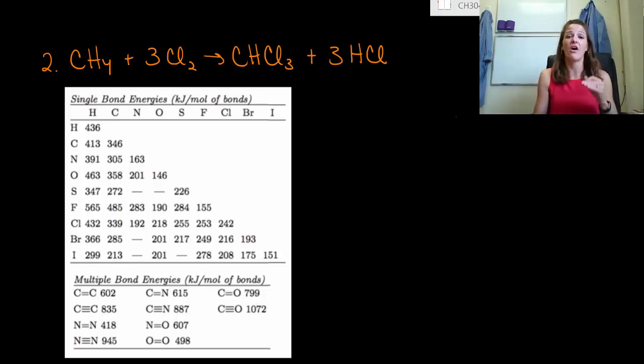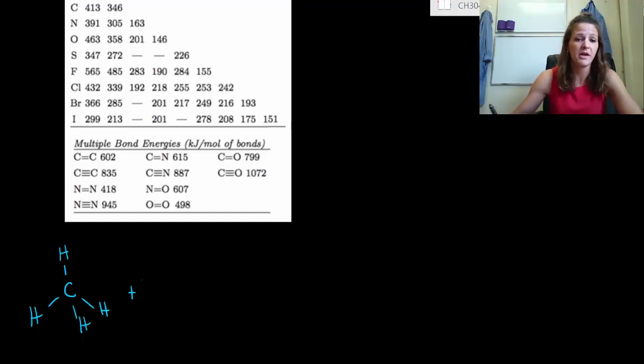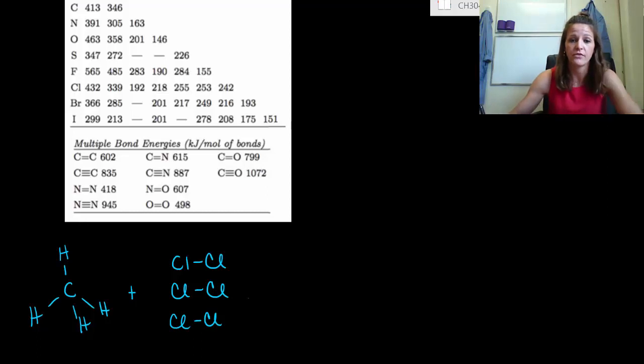All right, hopefully you were able to get this one. This was definitely a longer problem. You had to take some time and make sure that you draw out the proper structures. So the first thing we did is we needed to draw out methane. Okay, so here's our methane. And then we treated methane with 3 diatomic chlorines. So there's 1, 2, and 3.